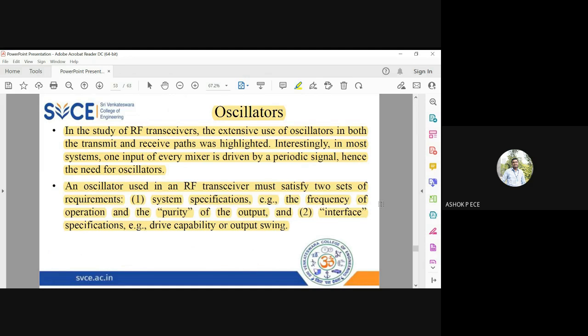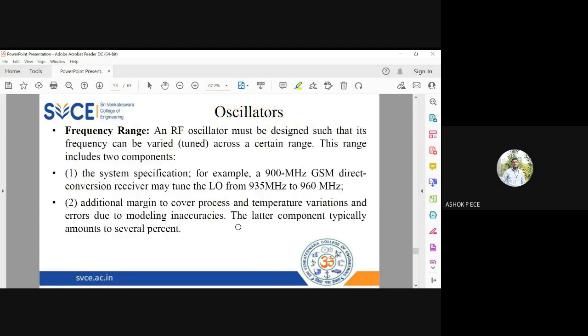One is the purity of output, how consistently it can generate the same oscillations for a period of time. And the second one is the interface specifications. Frequency range: for GSM, I need 900 megahertz, so your LO frequency must cover this band. It must cover the 900 megahertz GSM band. An additional band of frequency should always be considered to provide tolerance in case there is a shift in frequency, and how your circuit is going to adjust.